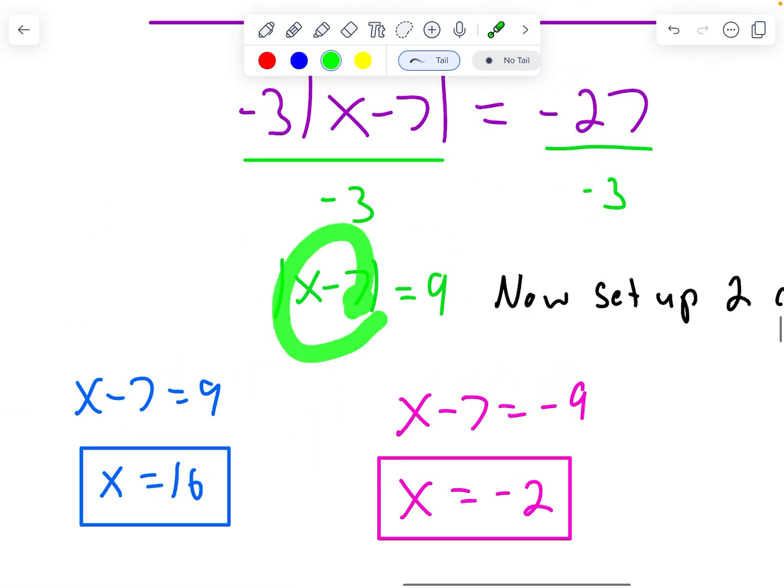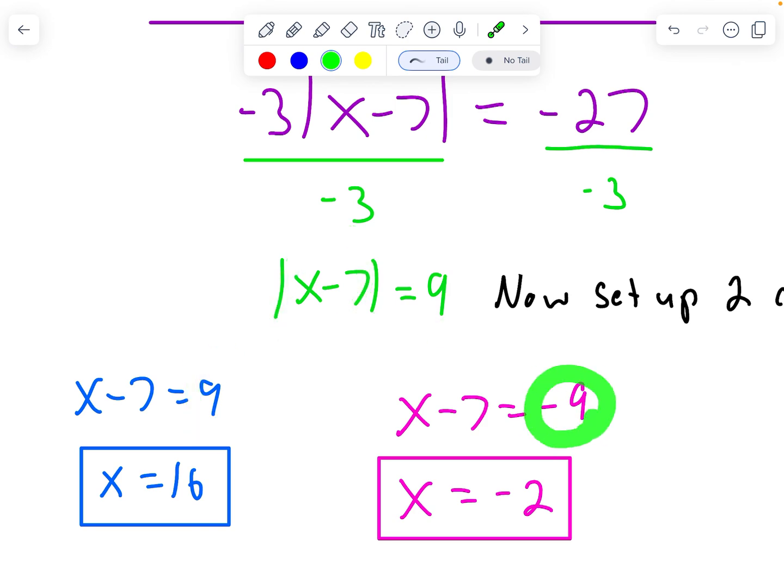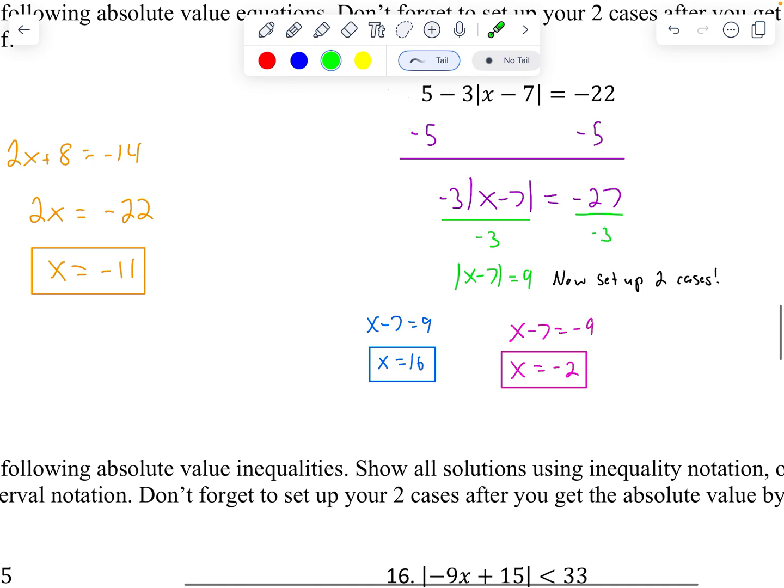We want the distance to be equal to 9 in either direction. So 9 to the right on a number line or 9 to the left on a number line is all the negative 9 actually means.